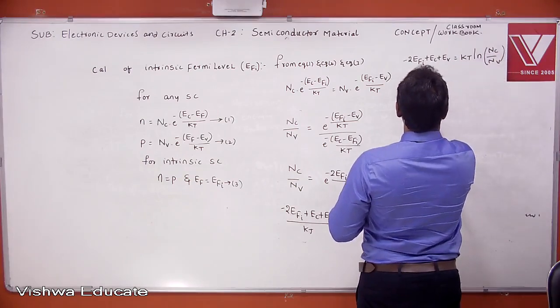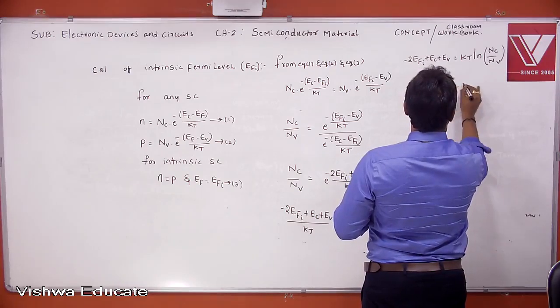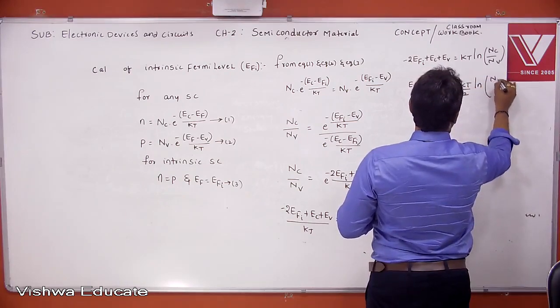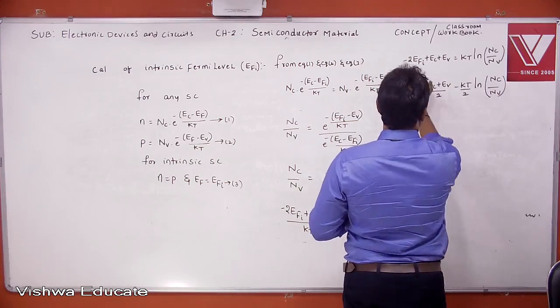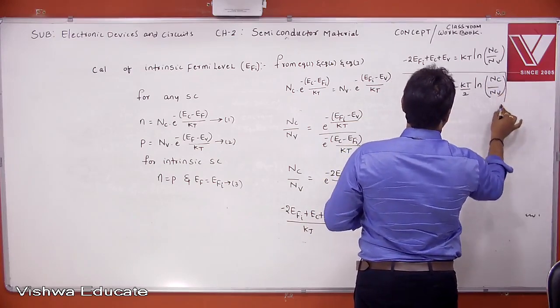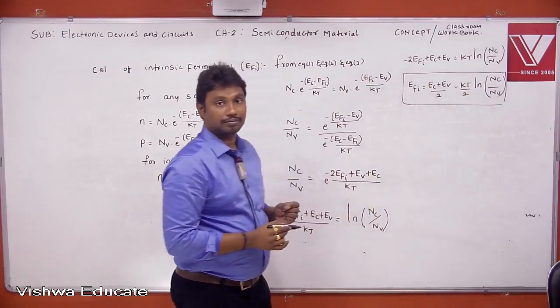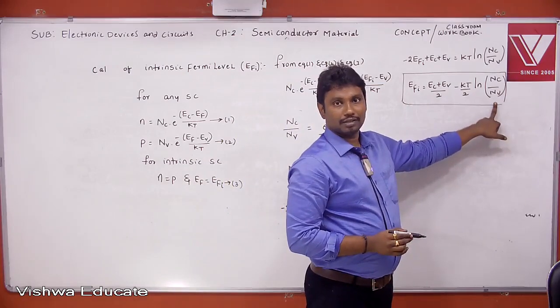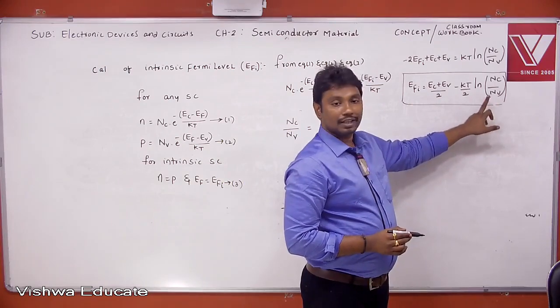What about EFI here? EFI is nothing but (Ec plus Ev) by 2 minus kT by 2 ln of Nc by Nv. This is the equation for calculation of the Fermi level of an intrinsic semiconductor, but it is in terms of density of energy states.